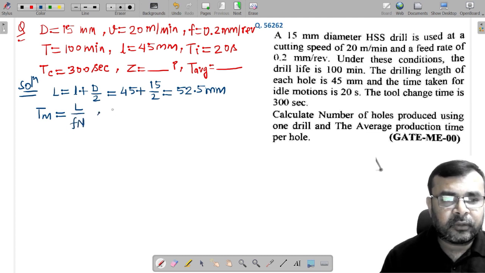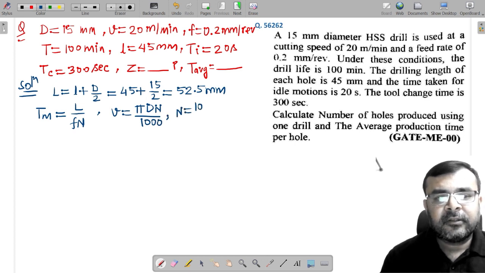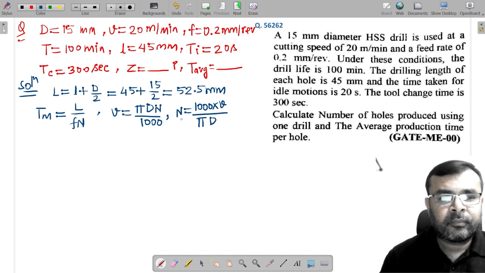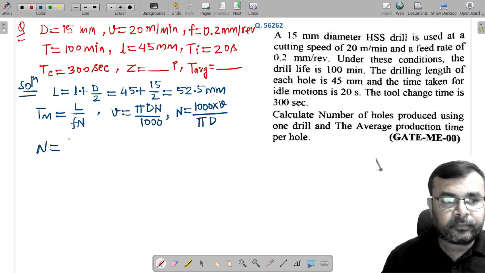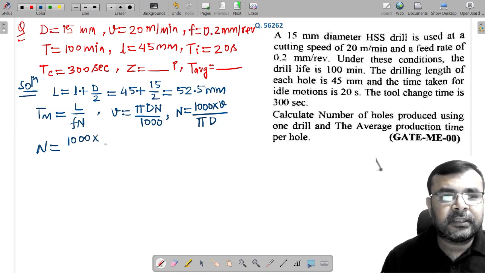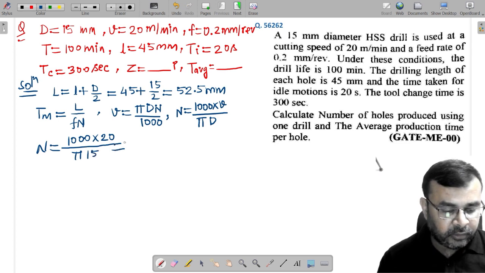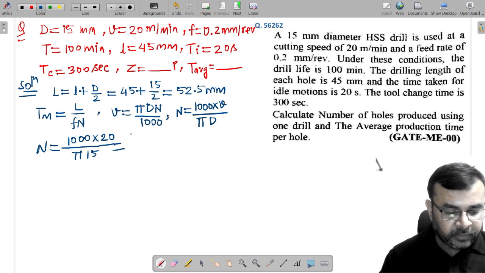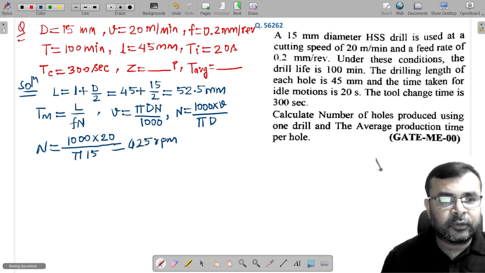So the machining time can be written as L by Fn. How do we calculate n? The cutting velocity is V equal to pi dn by 1000. From this formula we get the speed n equal to 1000 into V over pi d, that is 1000 into 20 meter per minute over pi d, where d is 15 millimeter. Solving this, we get 425 rpm.